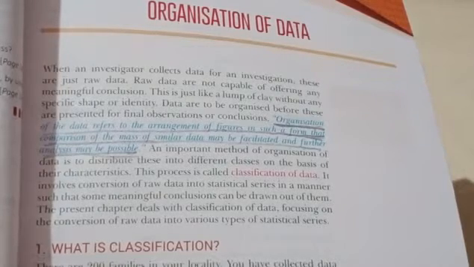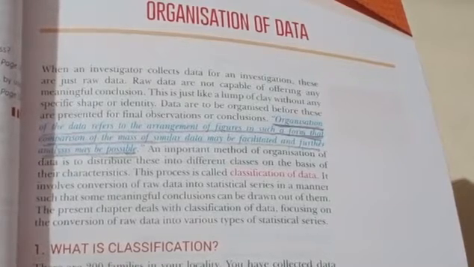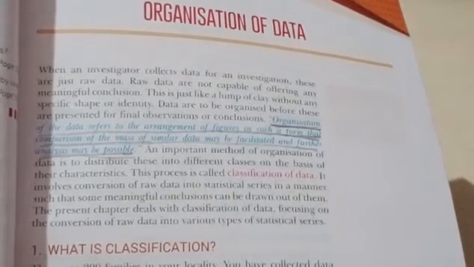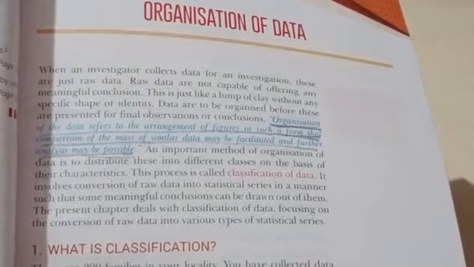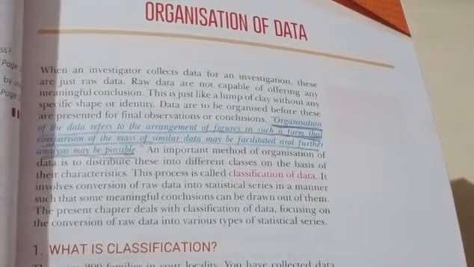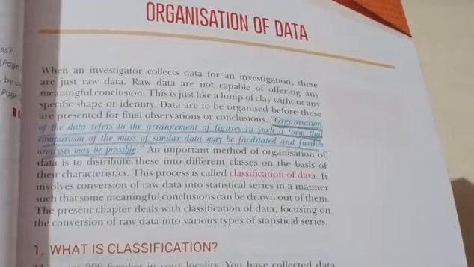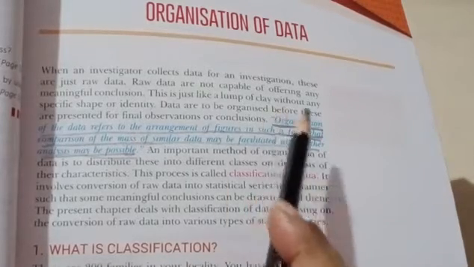What we will do with that data, the next step, is organize the data according to their features, according to their similarities, in different groups or in different categories. And in this chapter, we will discuss how we organize the data, which are the criteria to organize the data.